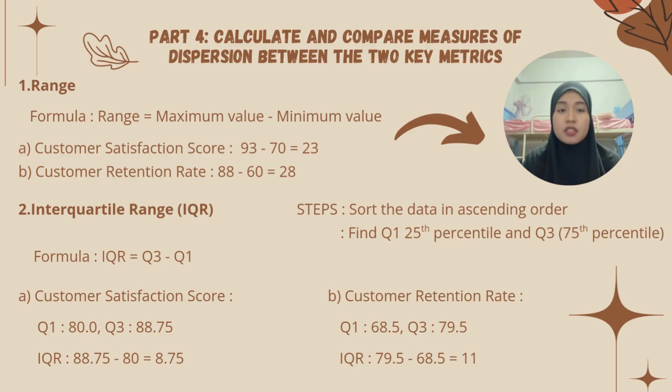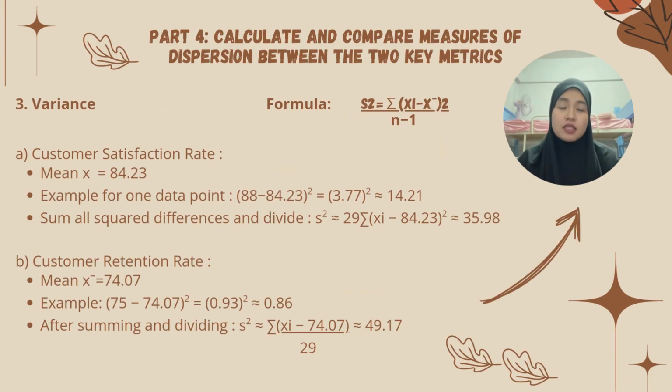For the customer satisfaction score, the IQR is 8.75. For the customer retention rate, the IQR is 11. The next part is the variance, and I will use this formula. The variance for customer satisfaction rate is 35.98. The variance for customer retention rate is 49.17.